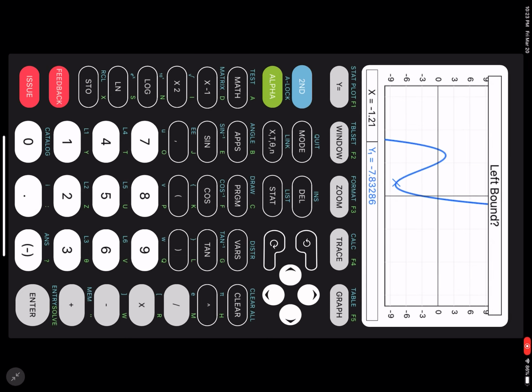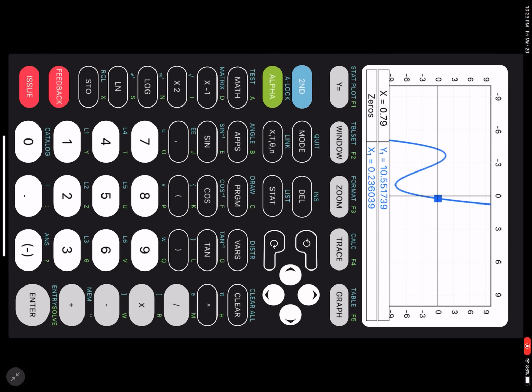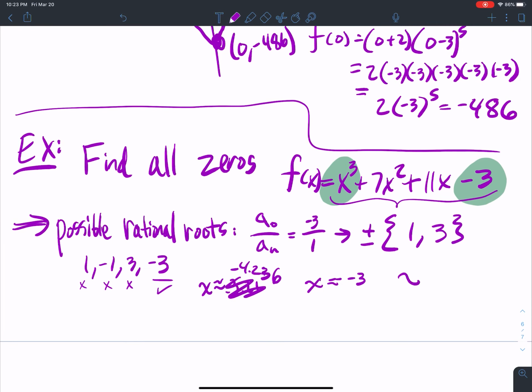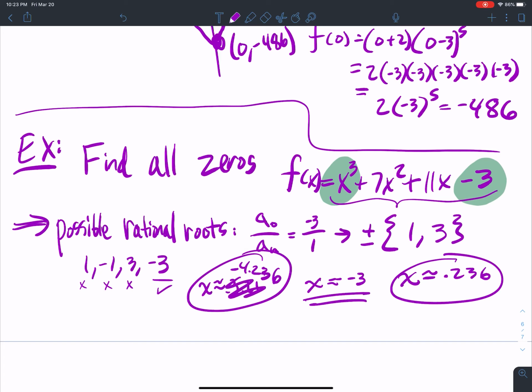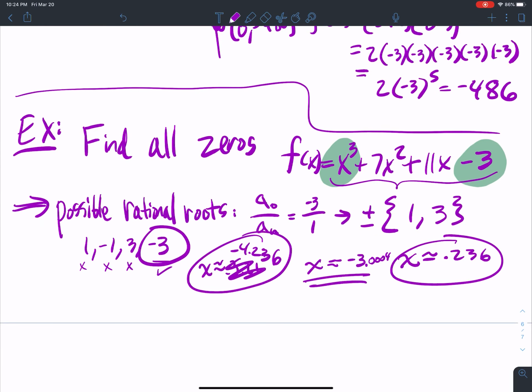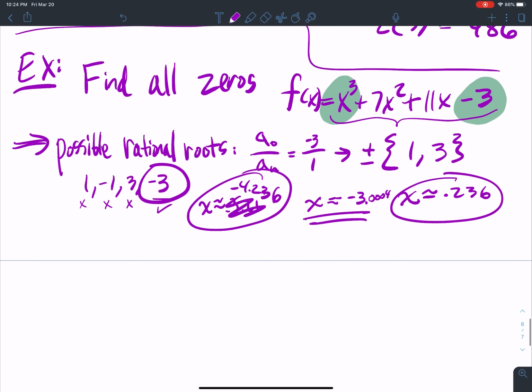All right, a left bound here, go over here, and then over here, and I get like 0.236. Okay, so x equal to roughly 0.236. All right, so these are going to be no good for us to use synthetic on, but this one is really close to negative 3, so we've got a good chance of this one working for us. So let's just try it. So negative 3, put in our box.